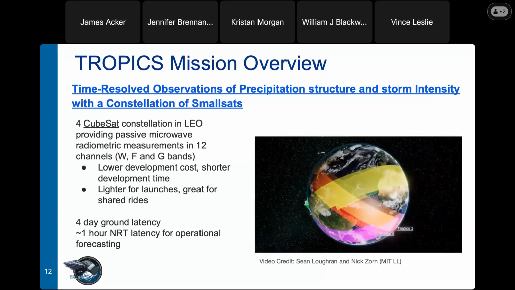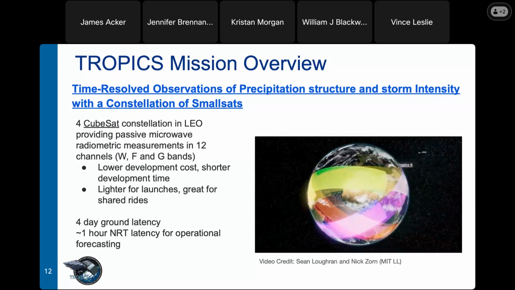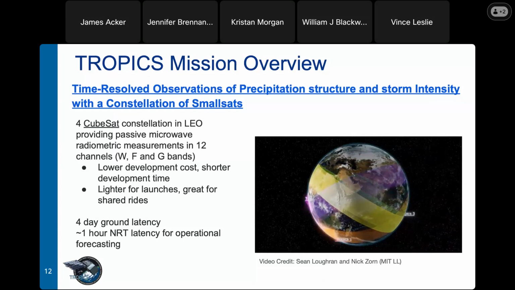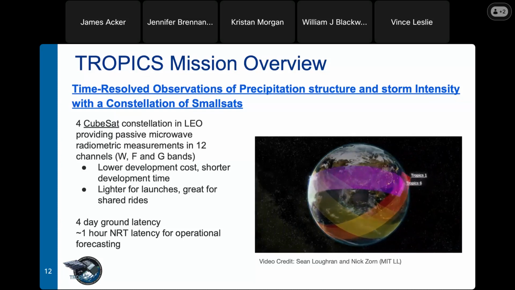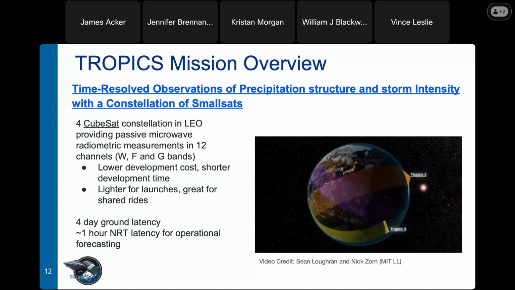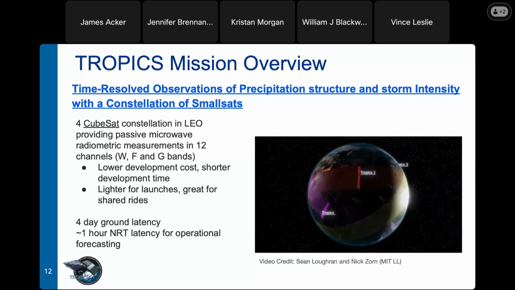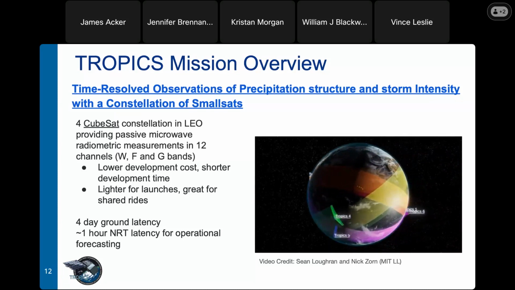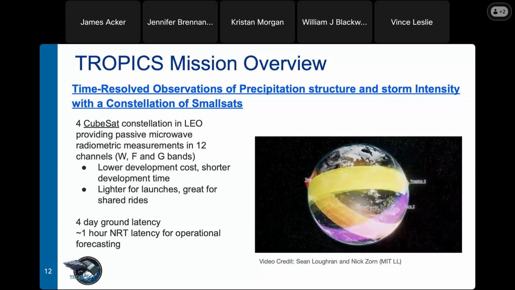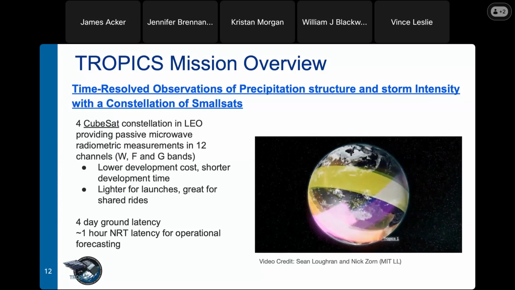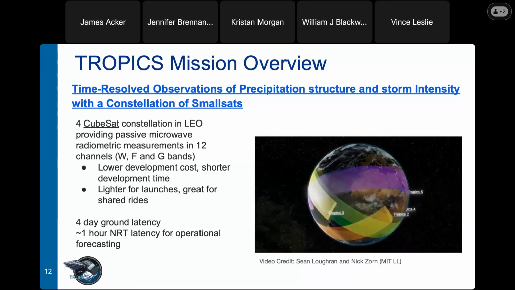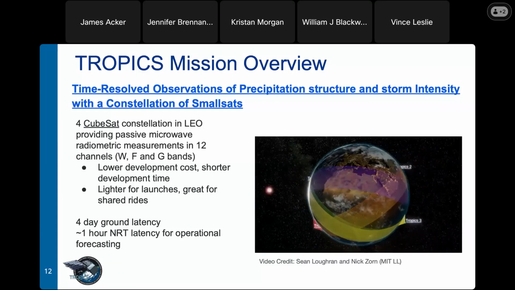And the benefits of using CubeSats rather than traditional single payload satellites is that CubeSats have a lower development cost and certainly a shorter development time. Additionally, they're lighter for launches into orbit, and so they are great candidates for shared rides into orbit as well. And so the TROPICS mission provides users with a high-resolution, low-latency suite of observations of this critical tropical cyclone data.